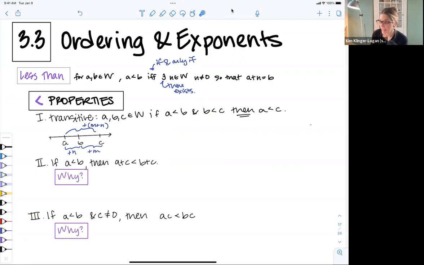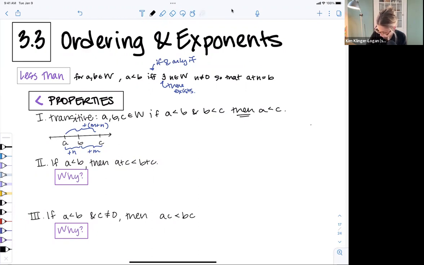Okay, so some other properties that the inequality has: if we say that A is less than B, then if I add a little bit to A and I add the same little bit to B, then A plus C is also less than B plus C. And we can understand why this is by looking at this definition or characterization of less than on the right here. So why is this true?